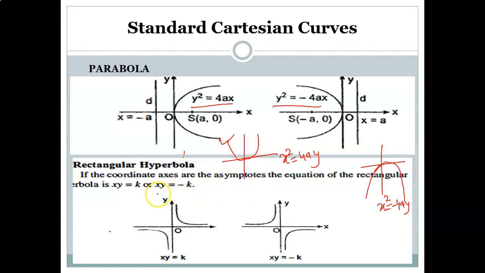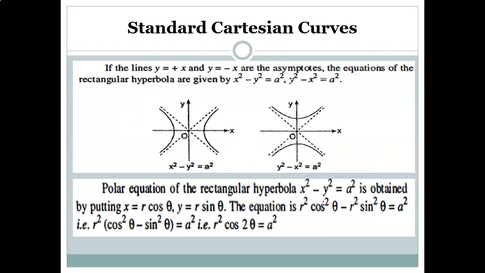Now the rectangular hyperbola. What is a rectangular hyperbola? If x into y's product is some constant. If it is positive, then it is like this, and if it is negative, then it is like this, the rectangular hyperbola. Further, we have another hyperbola of this type, x square minus y square equal to a square. This is given by this geometry, and y square minus x square is this.